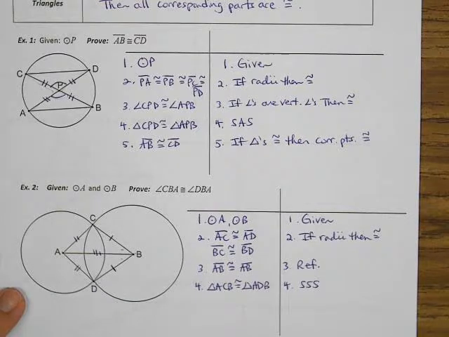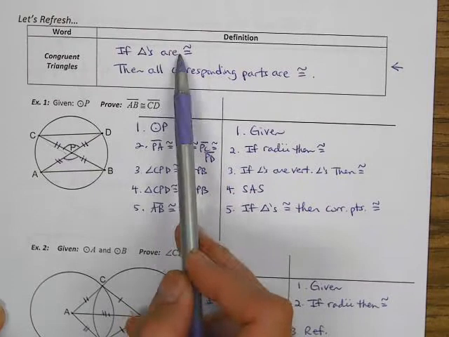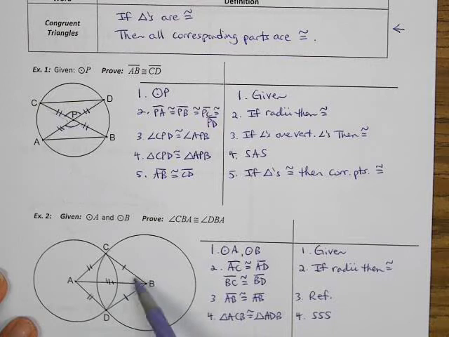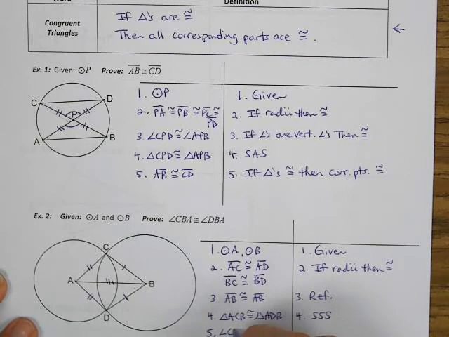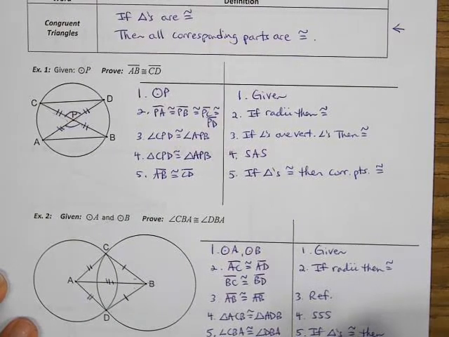All right, but once I know triangles are congruent, I know all their corresponding parts are congruent. These are corresponding parts. So now it's one extra step. Angle CBA is congruent to angle DBA by if triangles congruent, then corresponding parts are congruent.